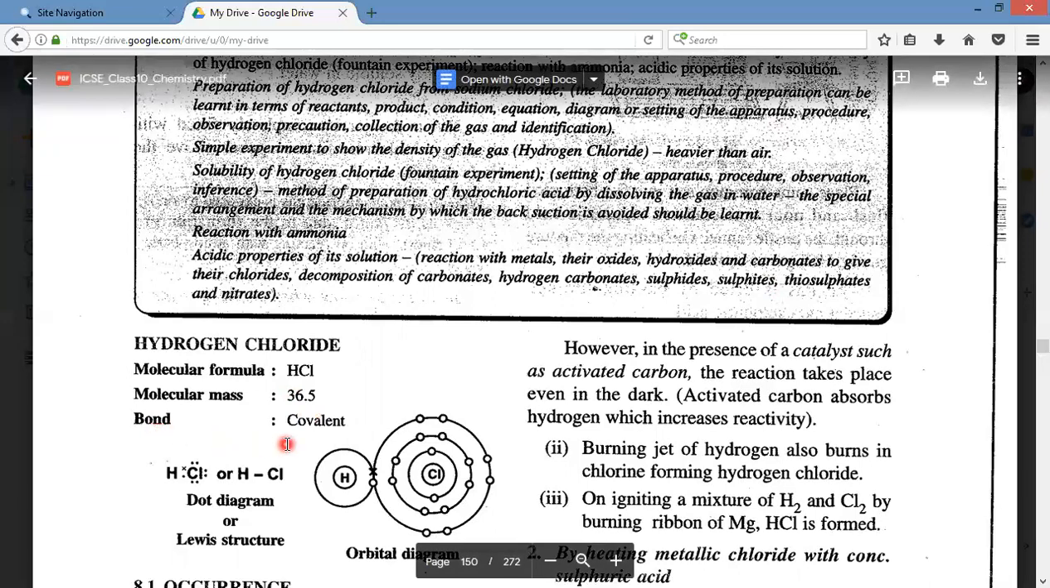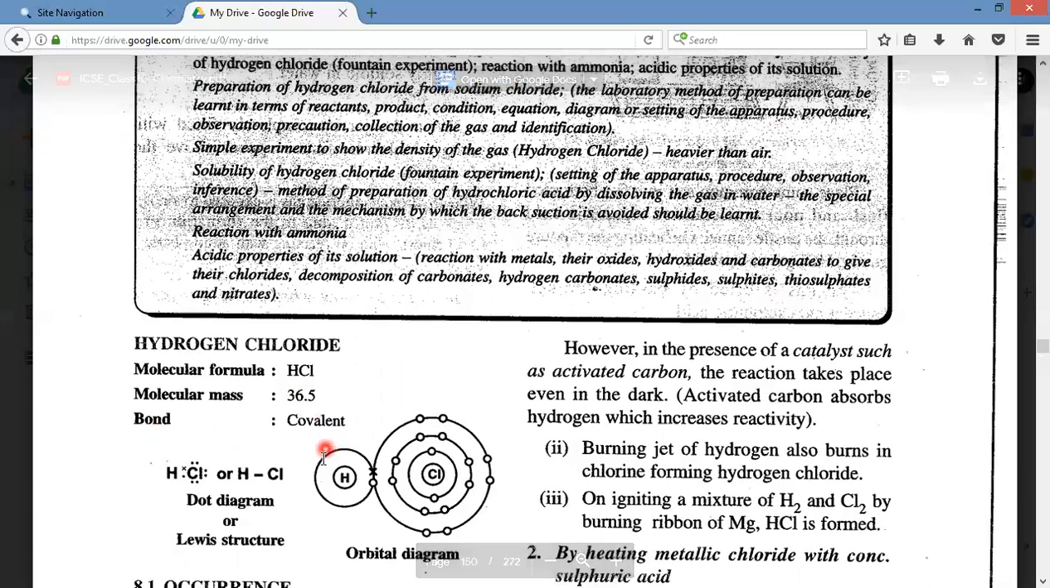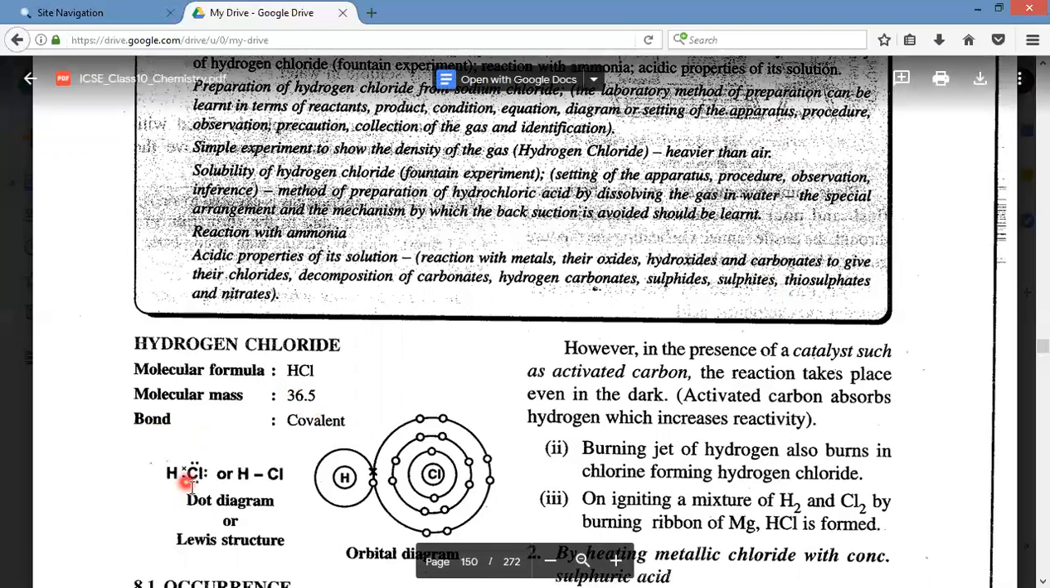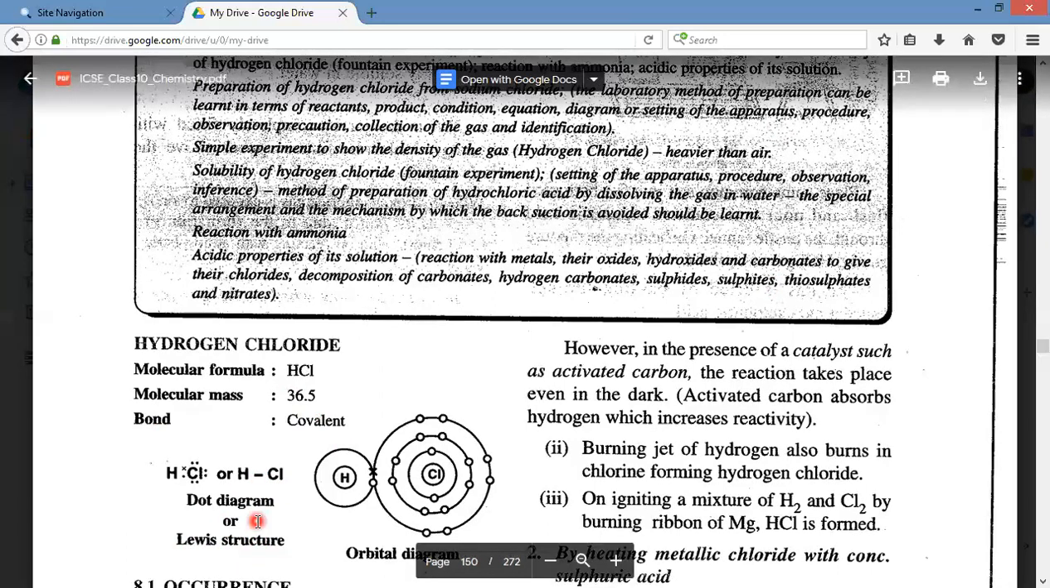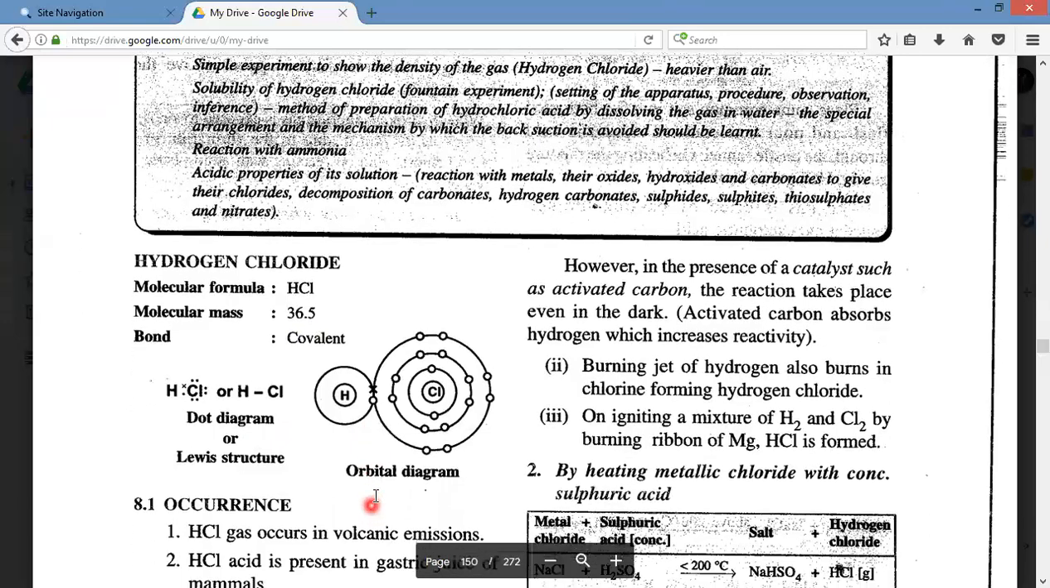The bond between them is the covalent bond. It is made by the sharing of two electrons. When two electrons are shared between hydrogen and chlorine, a single covalent bond is formed, and this is shown by the Lewis structure or the dot diagram. It can also be shown with the orbital structure, in which two orbitals overlap and two electrons are shared, and that sharing leads to the covalent bonding.